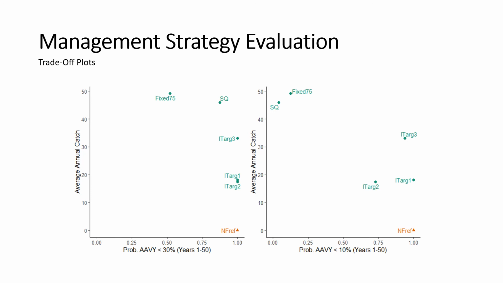There is a clear trade-off in the outcomes for these MPs. Status quo results in the highest expected catch, but has greater variability in the catch. iTarget 3 has lower expected yield, but is much more stable. Due to the limit on the amount that the TAC can change between years that's hard-coded into this MP, the TAC never changes by more than 10%.